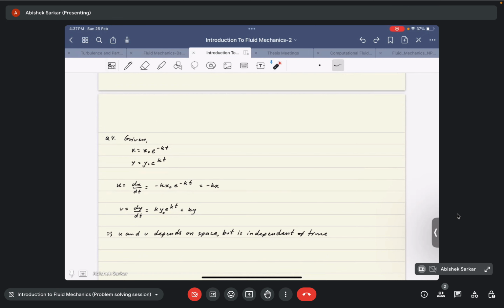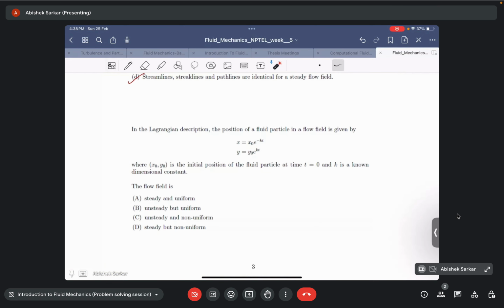And since here you can see that neither of these velocity fields depend on the temporal coordinate, we can say that u and v are steady but non-uniform, because, right, u and v depend on time. Sorry, I'm extremely sorry. u and v depend on the spatial coordinates, and that's why the flow is non-uniform. So the correct answer should be steady but non-uniform. Okay.